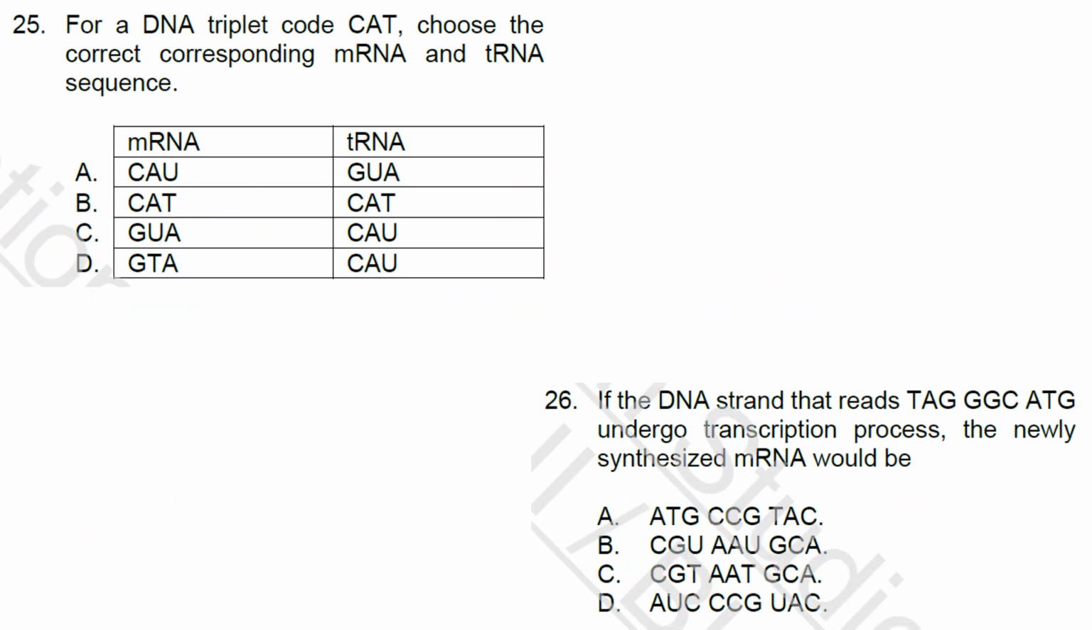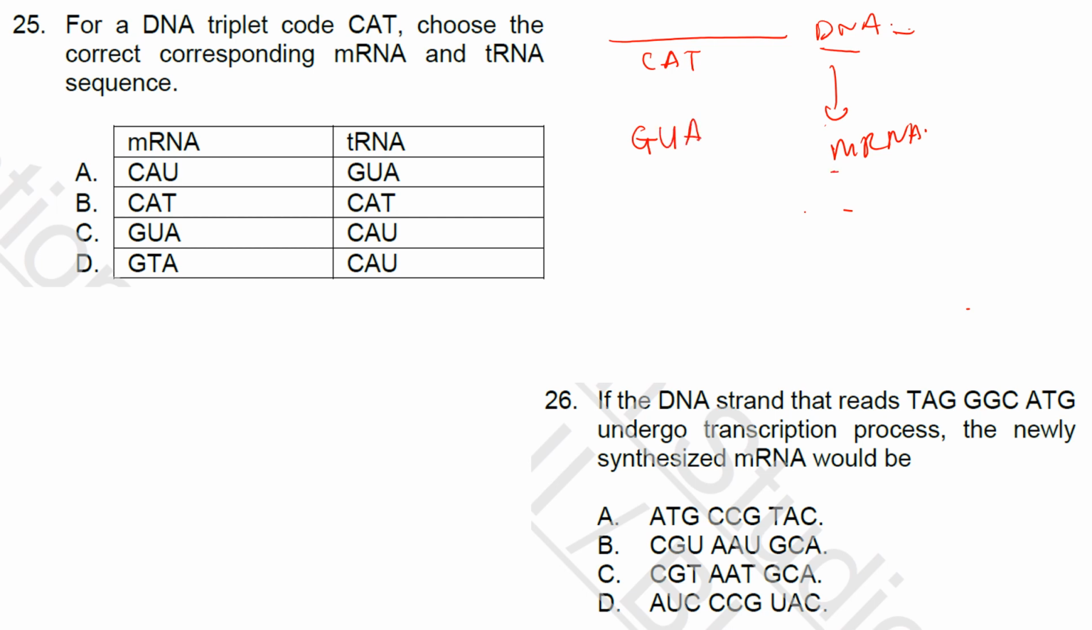Number 25. For a DNA triplet code CAT, choose the correct corresponding mRNA and tRNA sequence. Okay, so this is the DNA template. It reads CAT. The DNA becomes the template to synthesize mRNA. So the sequence on the mRNA will read C with G, A with U, T with A.